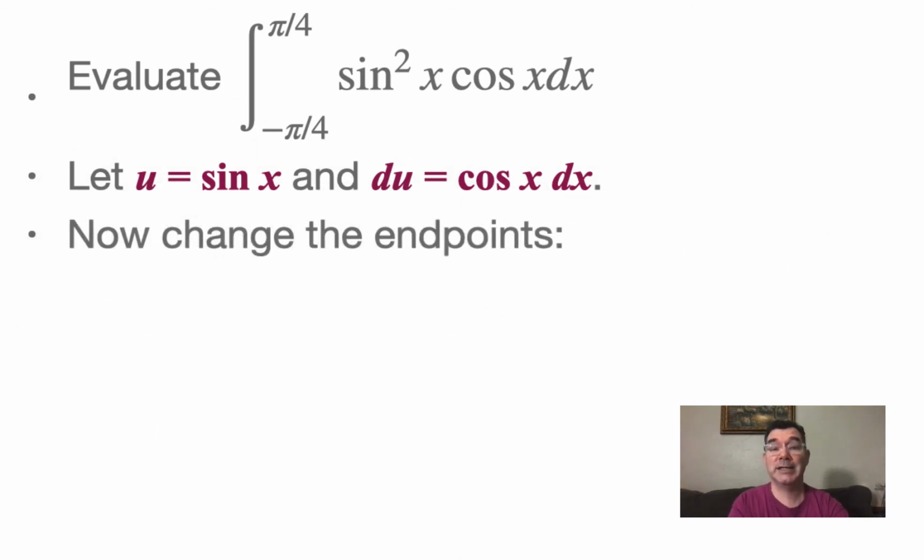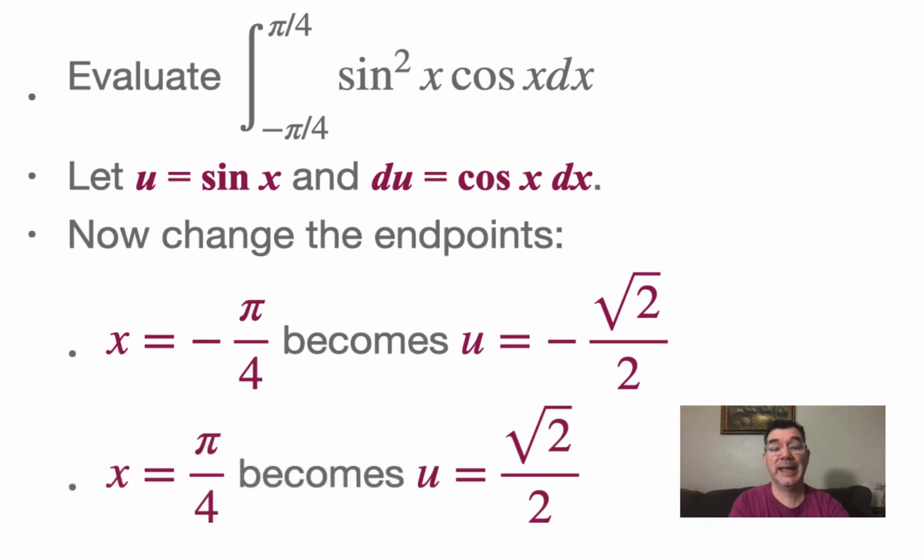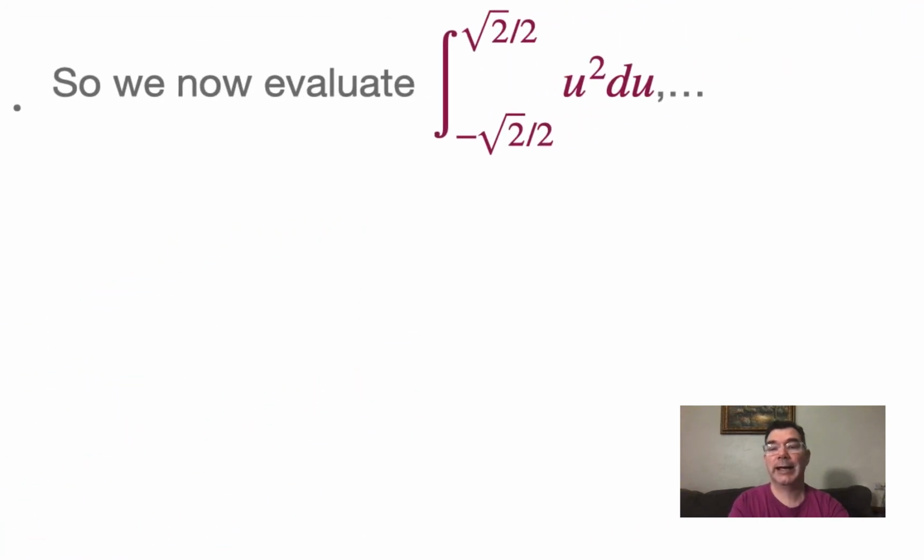But before I continue, I'm going to look at those endpoints of -pi/4 and +pi/4, and I'm going to plug those x's into the equation u equals sine of x. So when x is -pi/4, u is going to be the sine of that, which we know is -√2/2. And when x is +pi/4, u is going to become the sine of that, which is +√2/2. So now I have a definite integral that is expressed entirely in terms of u, including the endpoints.